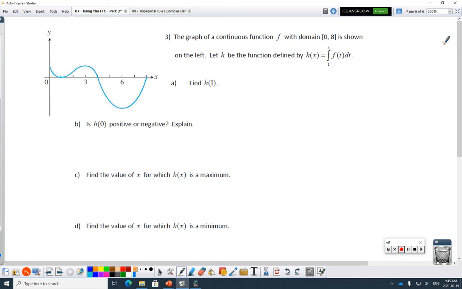Slowly. The graph of a continuous function f. This is f. Let me just label it on there, and I'll try and match the color too.